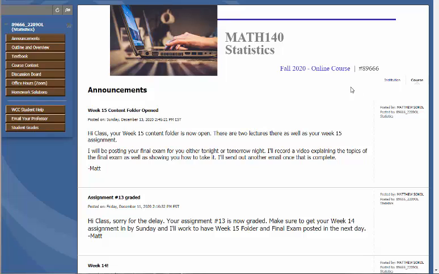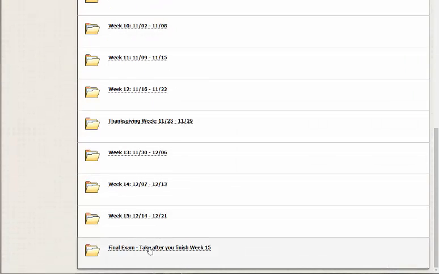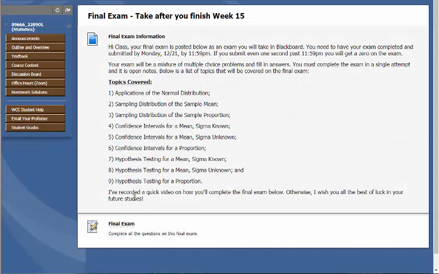Hi class, I just wanted to record a quick video showing you where your final exam is and talking about it. When you log into the classroom, you're going to click under course content. You're going to scroll all the way down and it's your final exam. There's a folder for it. When you click on this, it'll take you to your final exam.